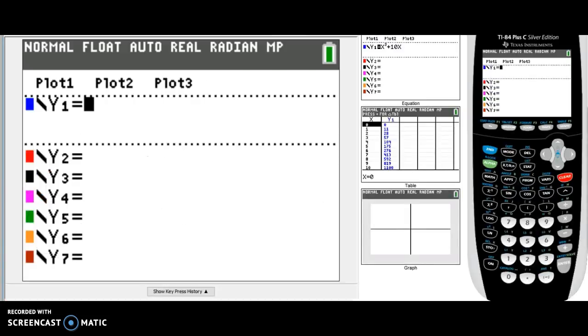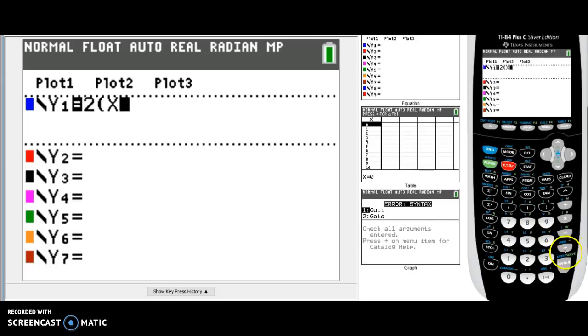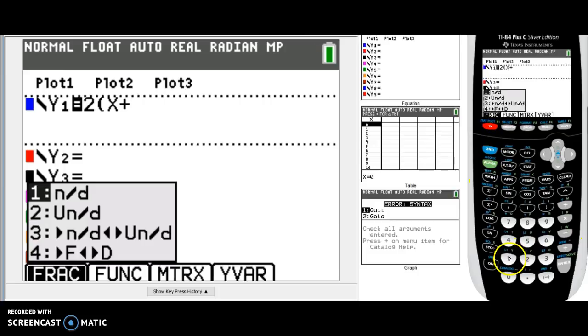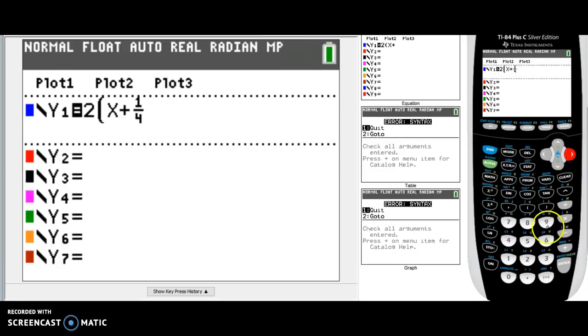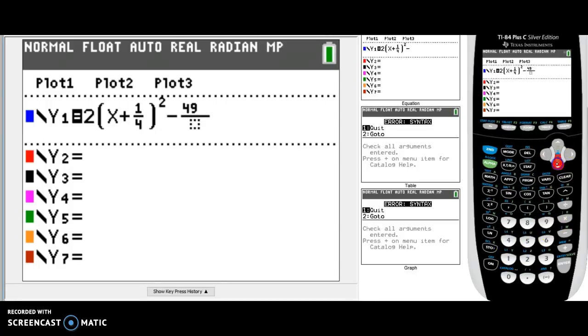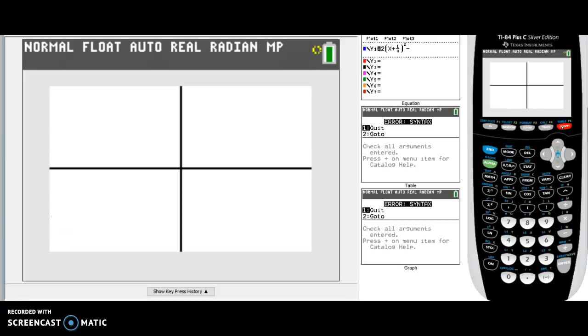So I'm going to plug this equation into my calculator. Or let's go ahead and put our vertex point in. So I get 2 parentheses x plus 1 over 4, close your parentheses and square that, minus 49 over 8. Let's go ahead and graph that.